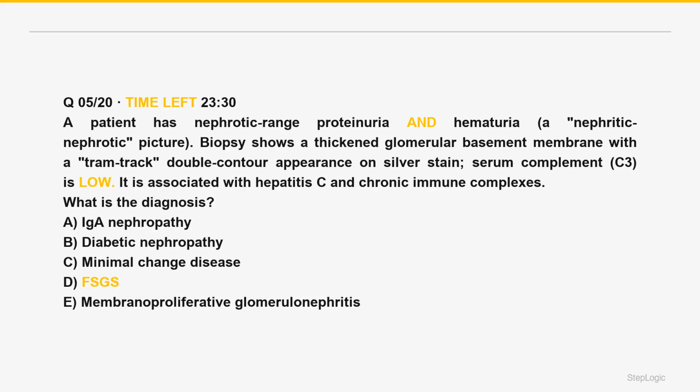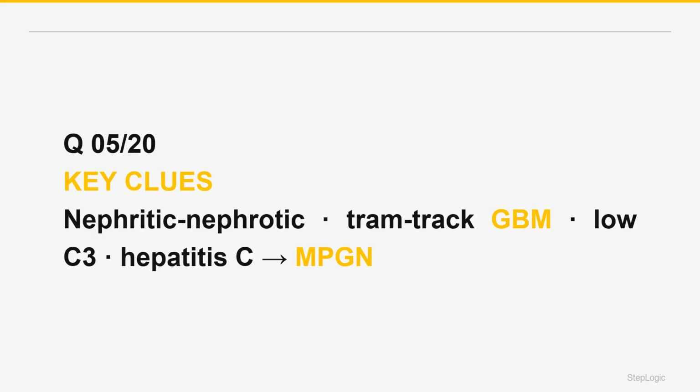What is the diagnosis? A patient has nephrotic range proteinuria and hematuria, a mixed nephrotic picture. Biopsy shows a thickened glomerular basement membrane with a tram track, double contour appearance on silver stain. Serum complement C3 is low. It is associated with hepatitis C and chronic immune complexes. Read the command. Diagnosis: mixed nephrotic, tram track GBM, low C3, hepatitis C, membranoproliferative GN.